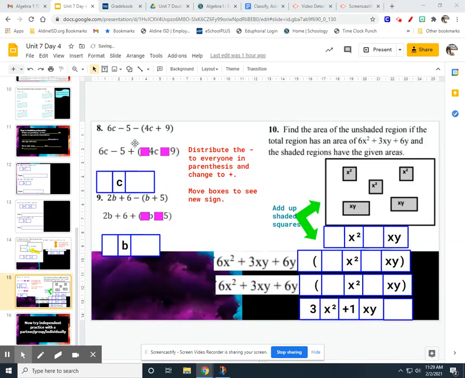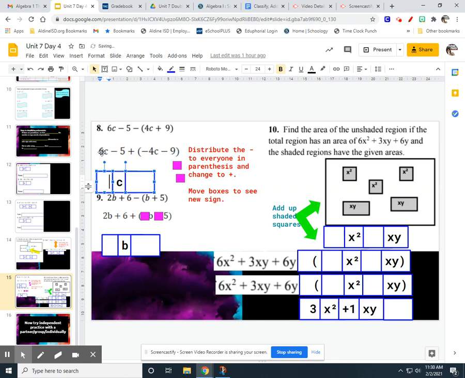I missed this step right here. Okay, so right here we're dealing with negatives. I forgot we had to deal with negatives. What happens when you subtract? You're going to subtract, you're going to change the sign to a plus and change everybody's sign inside the parentheses. So it says move the boxes to see the new sign. So they were both positive, so they came out to be negatives.